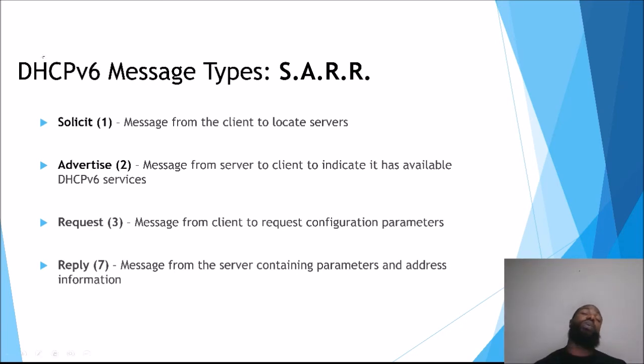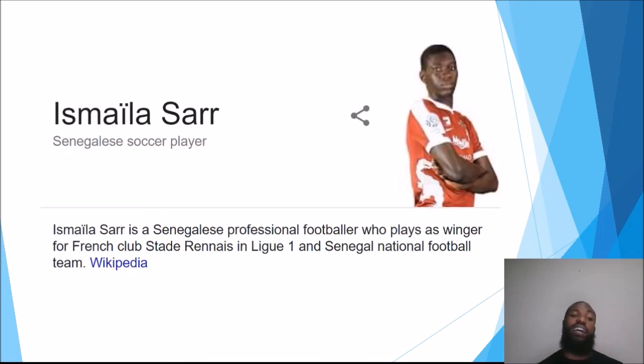Okay, so we got a character for Dora the Explorer. I figured it was only right to come up with a character or somebody so we can remember this stuff when we sit down for the exam. We need something for SAR. So I tried to do a little search, and the best thing I could find was this guy right here, a Senegalese soccer player. Give it up for Ismaila Sarr, I don't know if I'm pronouncing that right. He is a Senegalese footballer who plays as a winger. We call it soccer over here in the United States. But anyways, this is the guy we're going to remember when we need to remember DHCPv6 request messages.